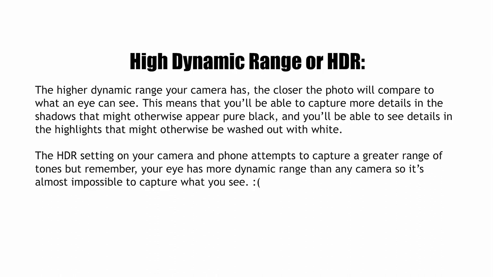So when we talk about high dynamic range or HDR, if you ever wondered why that little HDR thing came up on your phone, what that refers to is high dynamic range. And what your camera's doing is it's tripping into this mode to try to figure out how to capture the brightest parts of the scene and the darkest parts of the scene, just like your eye would, right? So the higher dynamic range your camera has, the closer the photo will compare to what the eye can see, right? This means that you'll be able to capture more details in the shadows that might otherwise appear pure black, and you'll also be able to see details in the highlights that otherwise will be washed out and completely overexposed. So this HDR setting on your camera and phone attempts to capture a greater range of these tones, but remember your eye has more dynamic range than any camera, so it's impossible to capture what you see. We're going to try to see if we can fix that.